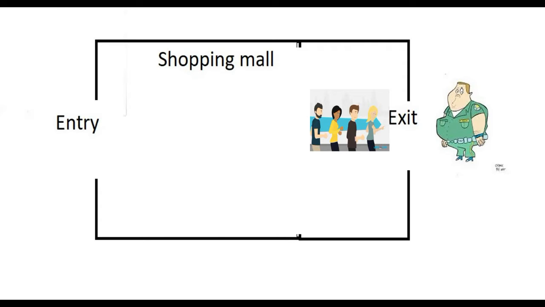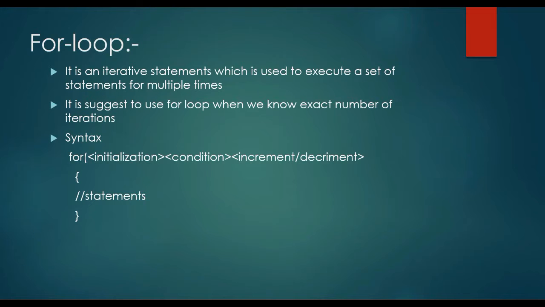See another example for do while loop. In a do while loop, they enter freely into the shopping mall, while when exiting the shopping mall, they will check. While exiting, the customer is checked by the security guard. So the do while loop is an exit control loop.